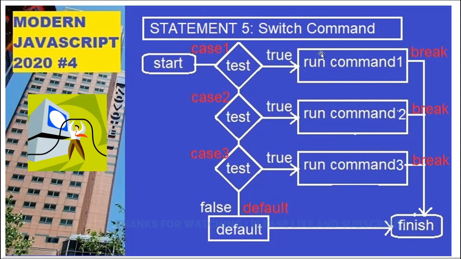So running after each command goes down this way. If it runs command 1, it will go to the end of the statement and finish. If it runs command 2, it will go to the end of the statement and finish. If it runs command 3, it will go to the end of the command and finish. If it doesn't match any of these conditions, it will go to the default condition and run the default command at the bottom, and then it will finish.